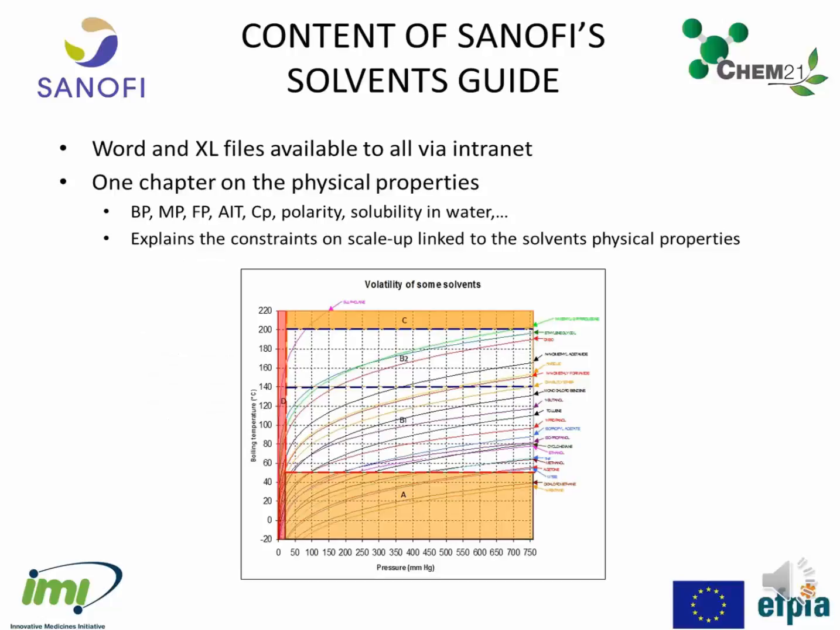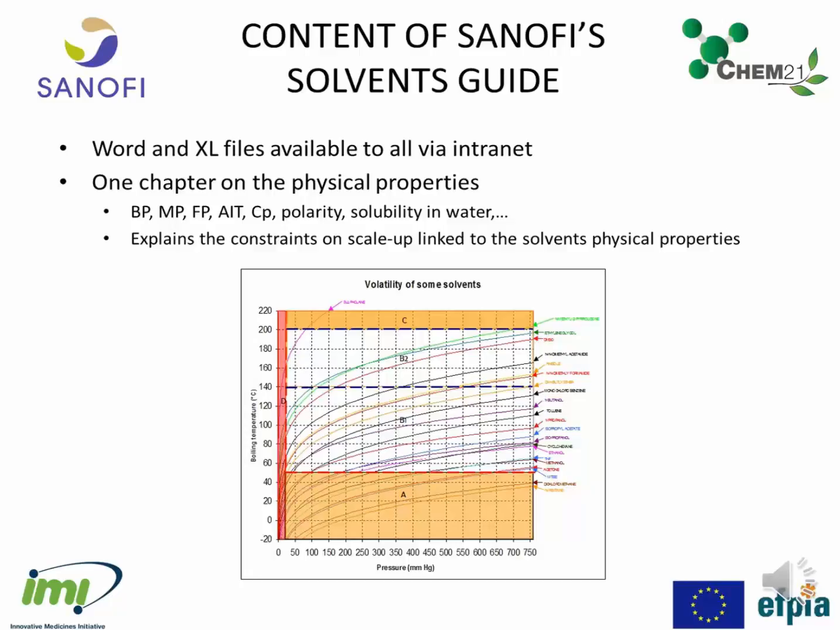Sanofi's solvent guide consists of Word and Excel files available to all via the intranet. The maintenance is very easy. It contains one chapter on the physical properties. The aim is to educate lab chemists on the industrial constraints linked with physical data such as boiling point, melting point, flash point, auto-ignition temperature, specific heat capacity, and so on.